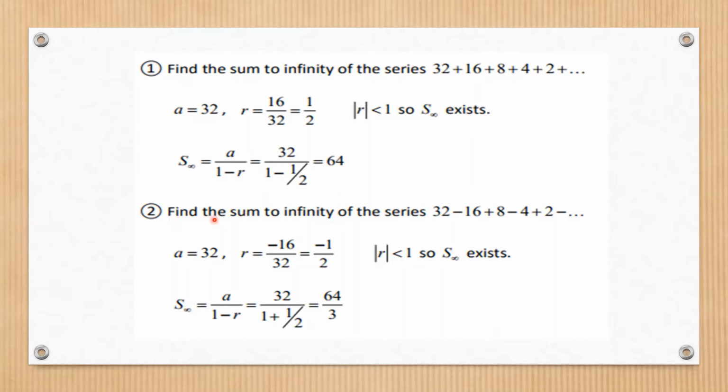Second example is find the sum to infinity of the series 32 minus 16 plus 8 minus 4 plus 2 minus so on. So here a is 32, r is minus half, which is again less than 1. So s infinity exists and can be calculated by placing the values in this formula, and turns out to be 64 by 3.